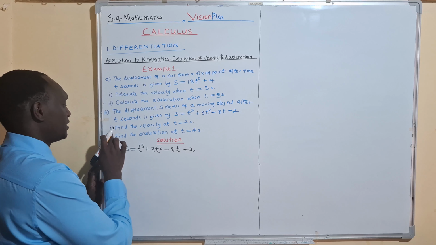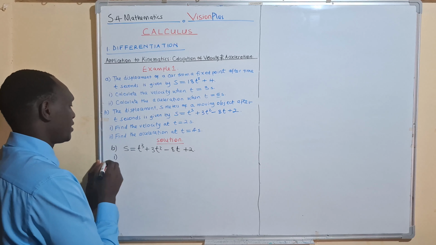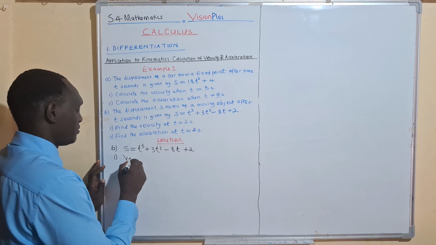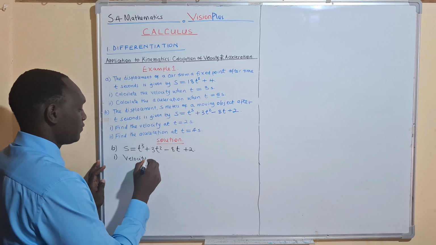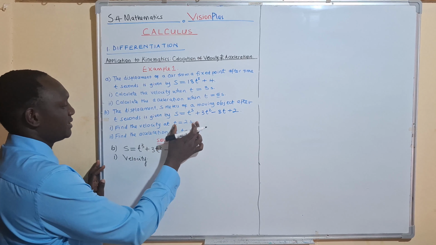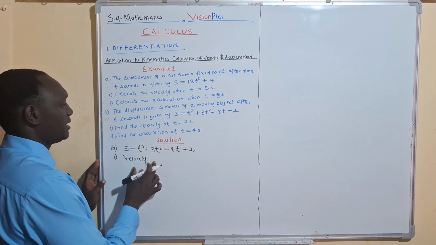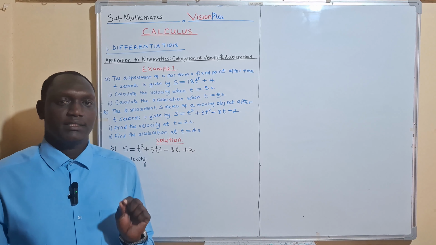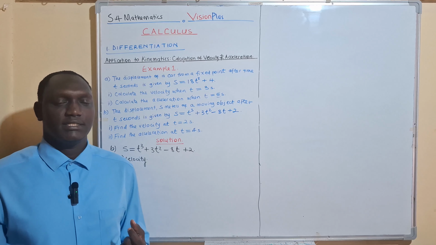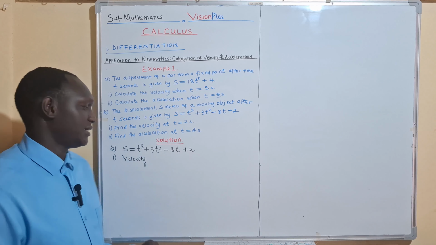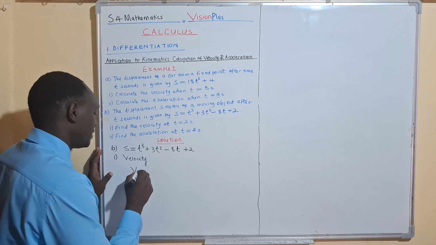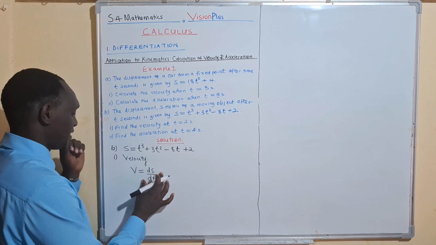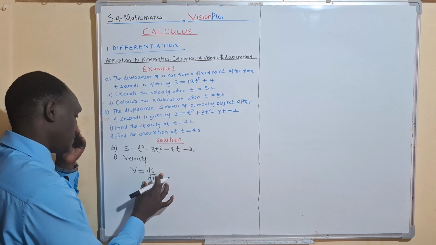Now, it is the question that guides us on where to start. Roman 1 says, find the velocity when the time is 2 seconds. So, velocity. Now, before we consider the given time, let us first know the relationship between the velocity and the displacement. The relationship is that velocity is the rate of change of displacement. Therefore, the velocity v is ds/dt. ds/dt is the rate of change of displacement at any time t.